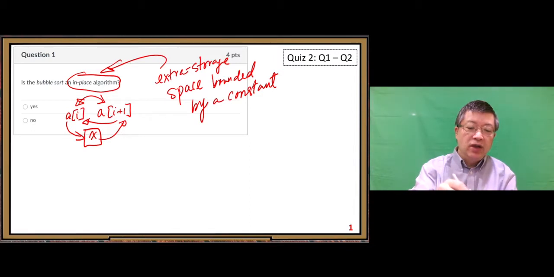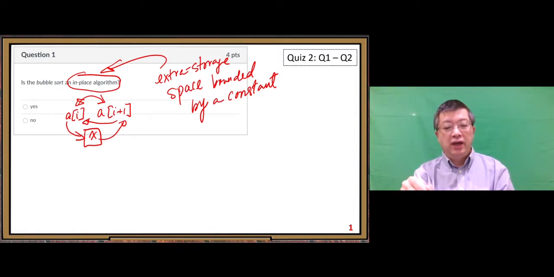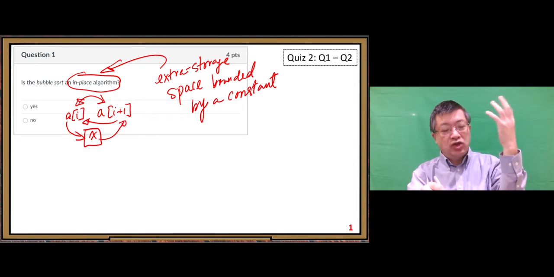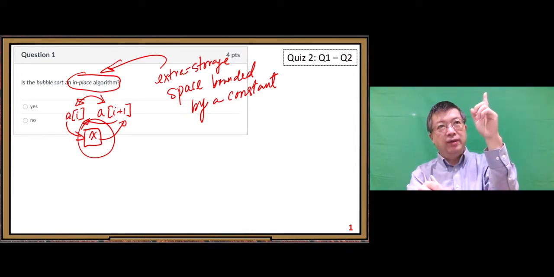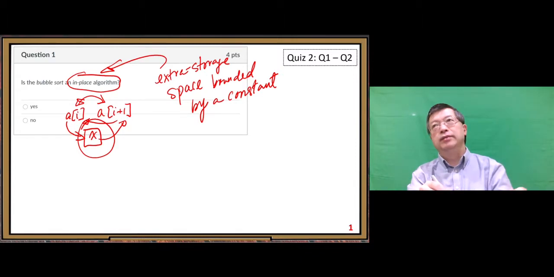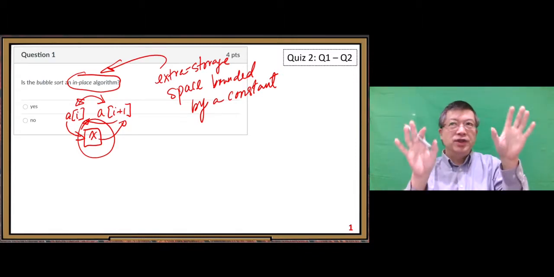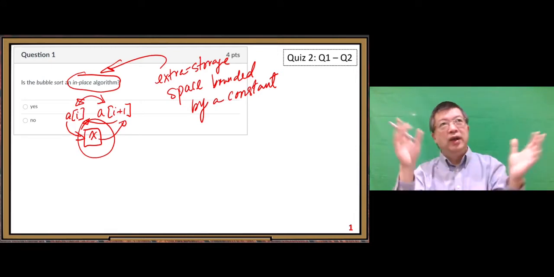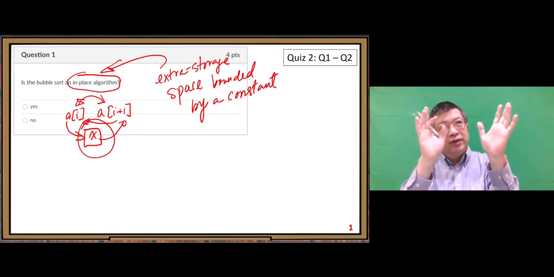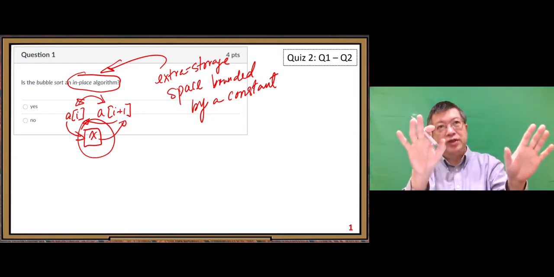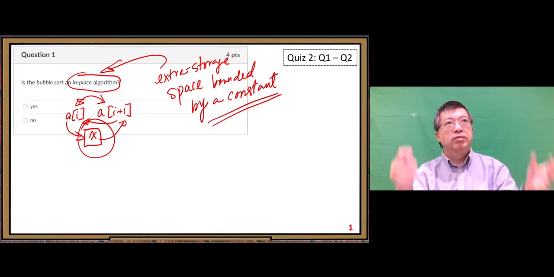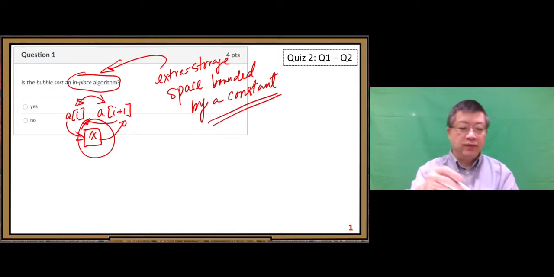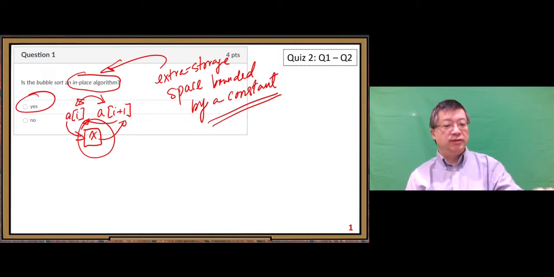So you do this everywhere in the array. So the extra storage space you use is this part. One variable, right? But if you look at other places, the for loop, anyway, if you look at all the possible places where you use extra storage space, there is no question, it is bounded by a constant. So that's question 1.